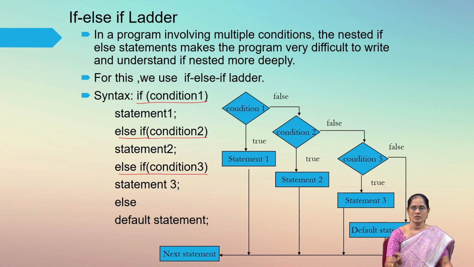If we convert this to a flow chart, you can see that if condition 1 is true, it executes statement 1. If condition 1 fails, it checks for the second condition. If it is again true, it executes statement 2. If the third condition is true, it executes statement 3. If the third condition is false, it executes the default statement.